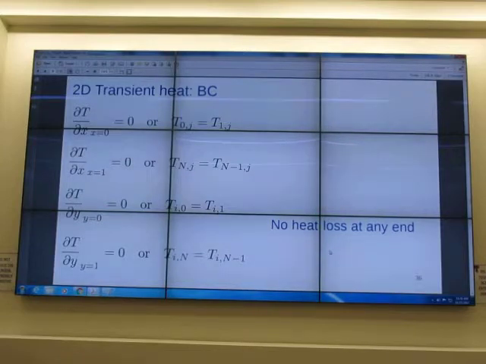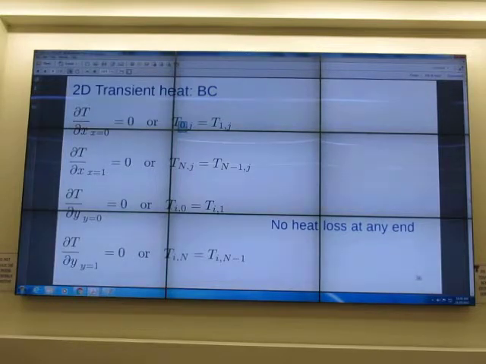Okay, boundary condition. dT by dx at x equal to 0 equal to 0. If you discretize it, you have T0j equal to T1j. So the first index is for x.